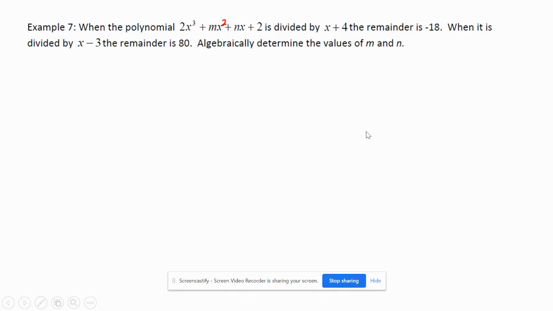So guys, anytime you see the word algebraically, it always means show your work using methods taught in class.